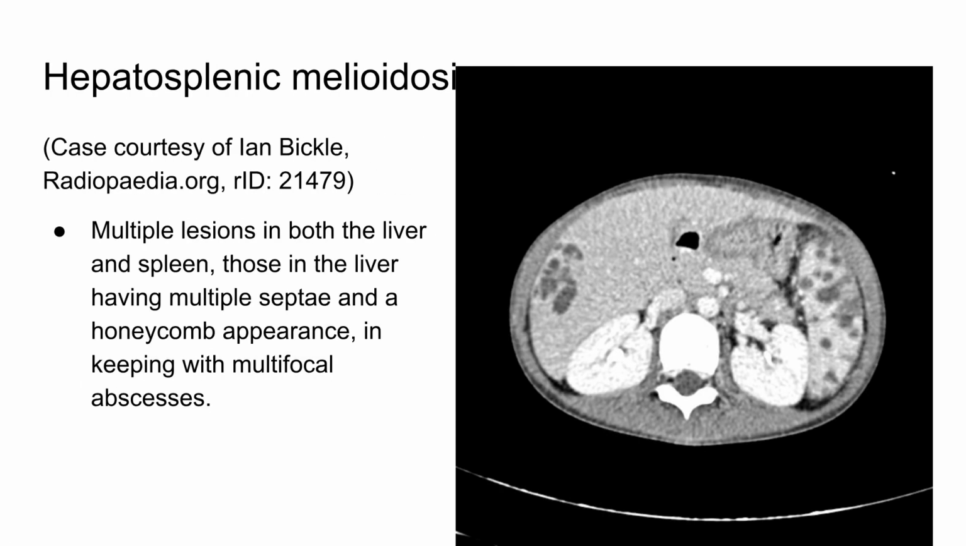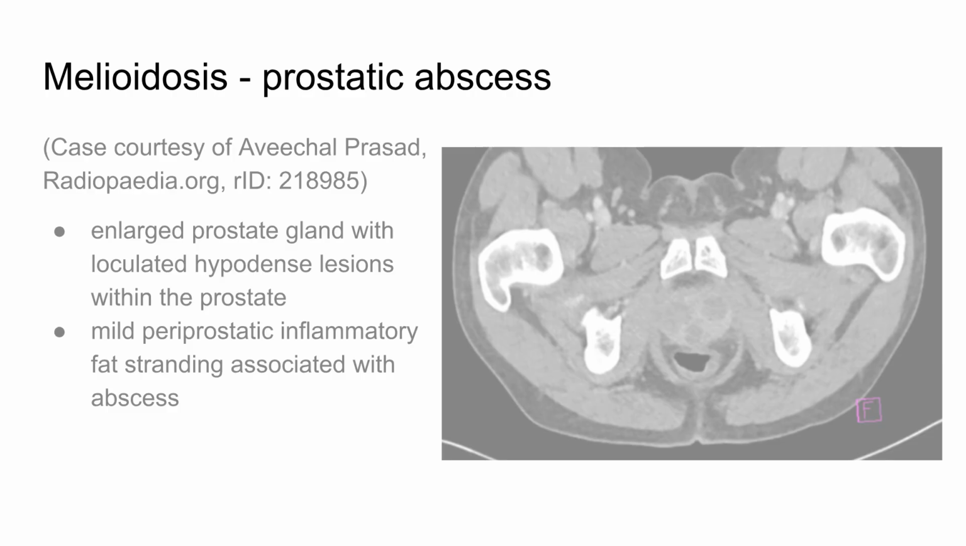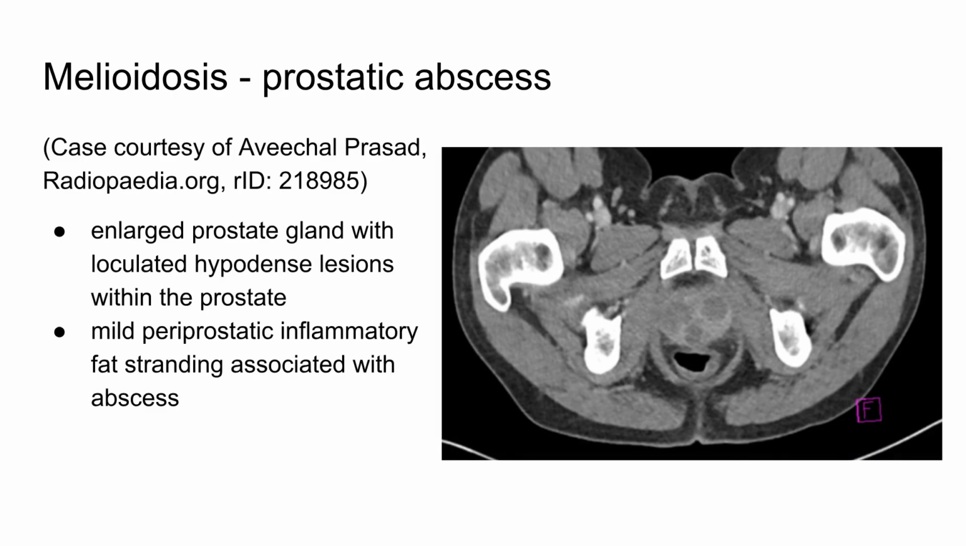Hepatosplenic melioidosis often presents with multiple lesions in the liver and spleen. In the liver, these may appear as multifocal abscesses with multiple septa and a honeycomb appearance. Prostatic abscesses are another common manifestation. Imaging may show an enlarged prostate gland with loculated hypodense lesions and mild periprostatic inflammatory fat stranding.